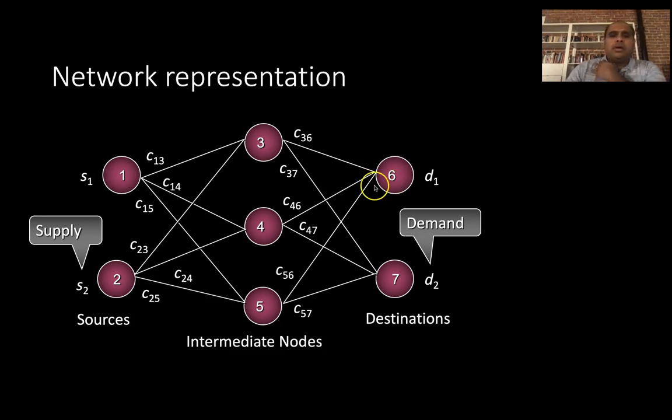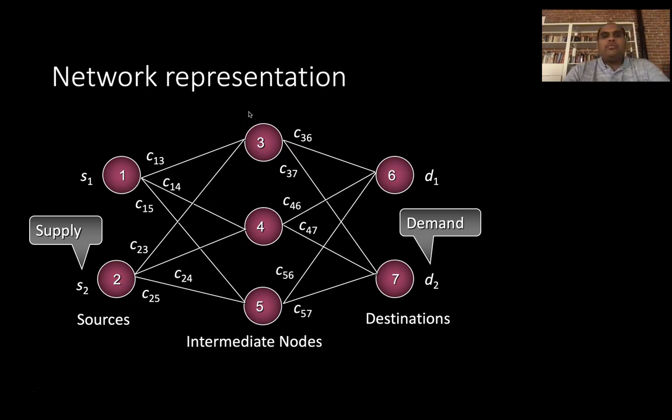Once you represent this as a network, the way you set up the problem is pretty similar to the way you set up the transportation problem. The only difference being that items don't go directly from the supply location to the demand location. We just try to make sure that they go through the transshipment location, so the intermediate nodes.